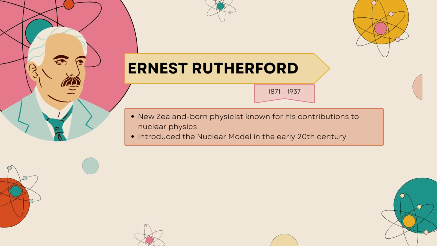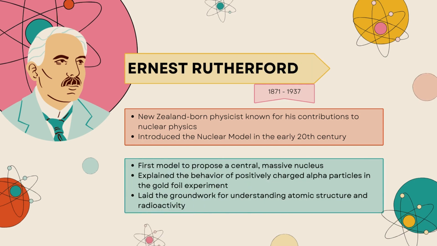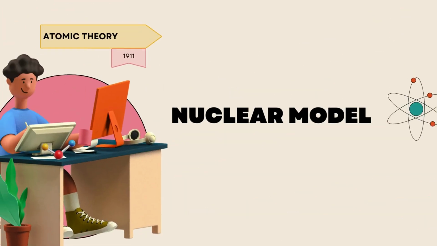There are some discoveries of Rutherford. He gave the first model to propose a central massive nucleus. He explained the behavior of positively charged alpha particles in the gold foil experiment. He also laid the groundwork for understanding atomic structure and radioactivity. His model is the nuclear model.